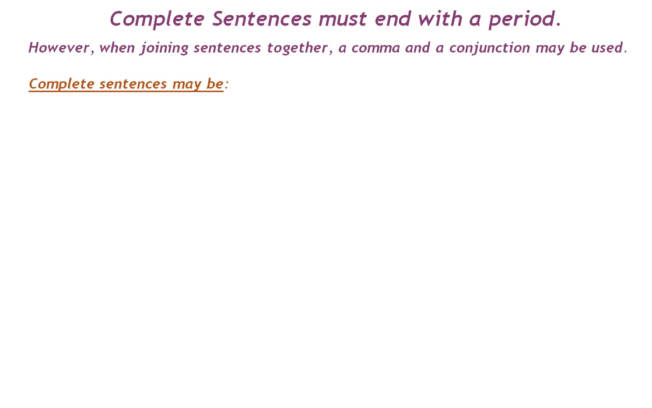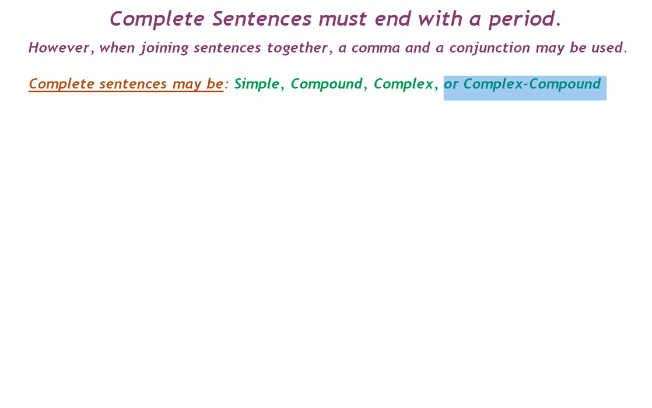Now, there's different kinds of complete sentences. In a previous lesson, we studied complete sentences, but they were all simple sentences. Now we're going to see other kinds of sentences, such as compound, complex, and complex compound. So let's go into that. So complete sentences might be simple sentences. They might be compound sentences, complex sentences, or complex compound sentences.